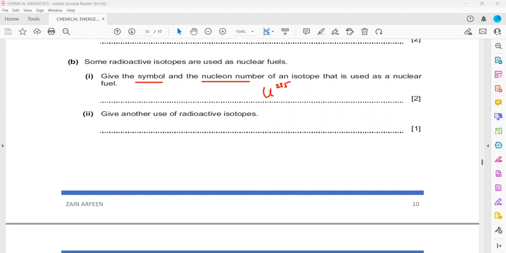Another use of radioisotopes, where we can use them: we can use them for treatment of cancer, radiotherapy, for sterilizing surgical equipment, and smoke detectors. No, other than being used as a nuclear fuel, which is related to production of electricity, you have to mention a use other than production of electricity.